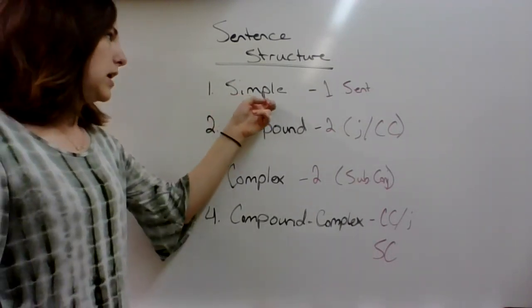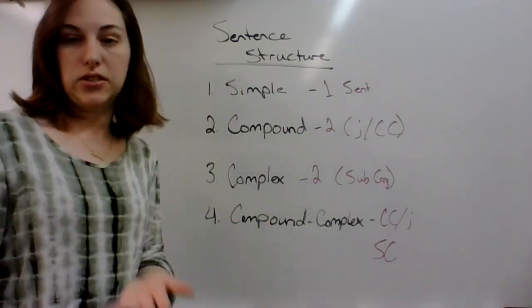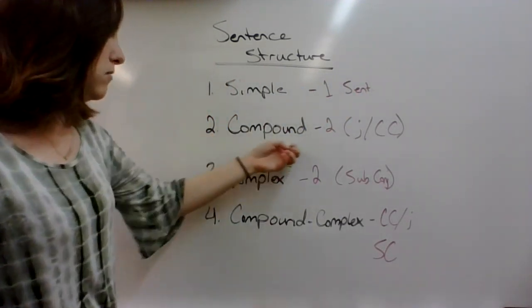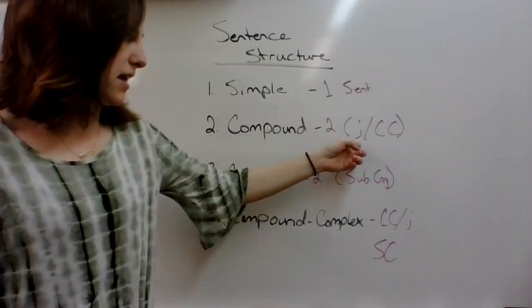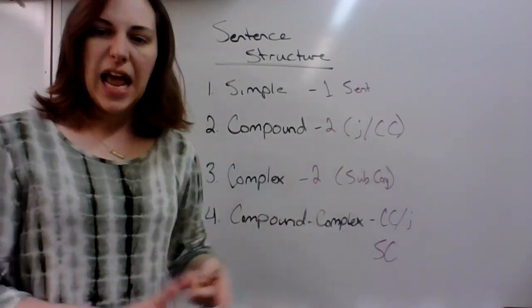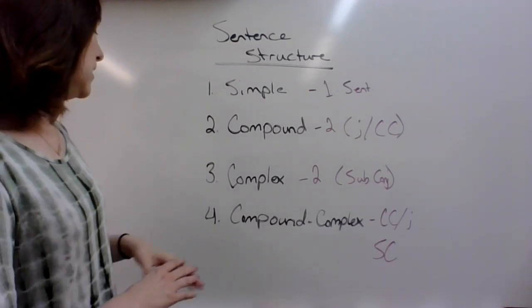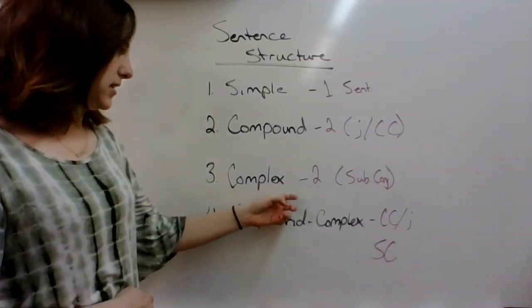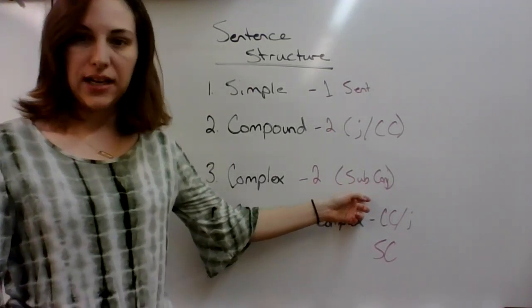A simple sentence is just one clause, one sentence. It's just basic. Compound is two simple sentences put together with either a semicolon or a coordinating conjunction: and, but, for, nor, or, and yet. Third, a complex sentence is two put together, but with a subordinating conjunction.